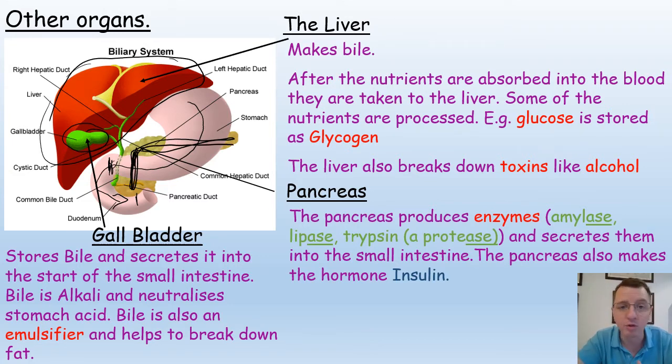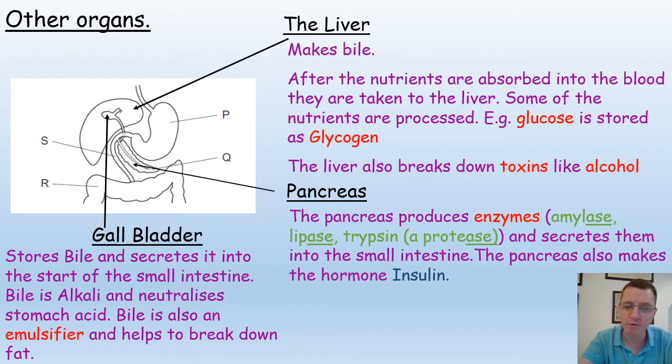So what are the functions of those organs? They're not really part of the digestive system, but they do help support the digestive system. So here I've an image which appeared in an exam paper a while ago. And again, it gives you a slightly clearer idea of where those 3 organs are. So we'll start with the liver. The liver makes a chemical called bile.